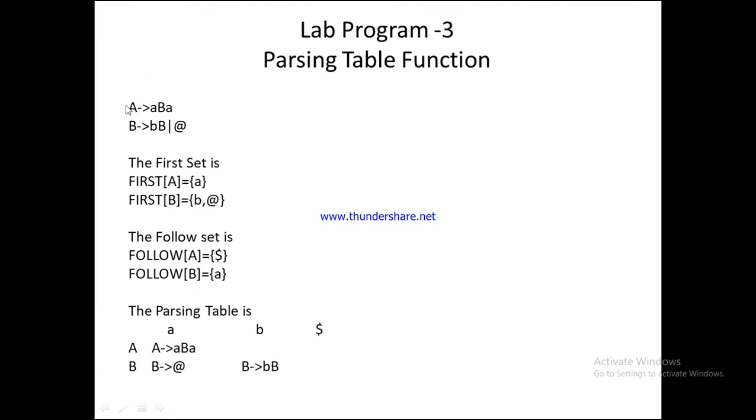For each of the productions, the first production is this one, I need to compute the first of the body of the production. What is the first of A B A? Since the first symbol itself is a terminal, it is A only. So the first of the body of the production is A. Therefore in that particular entry, that is A, you include this production. That means in A, I am including this particular production, A determines A B A. That's over.